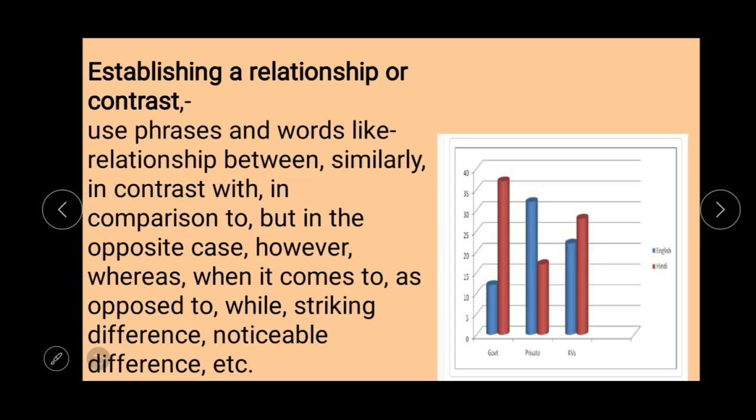Next is establishing a relationship or contrast. The third important thing is to make a comparison or contrast between 2 or 3 trends. So in this graph there are 2 trends. In blue there are English speaker students, and in red there are Hindi speaker students in government sector, private schools and KVS. The number of students is given on the y-axis. So these words we can use to contrast between 2 or 3 things.